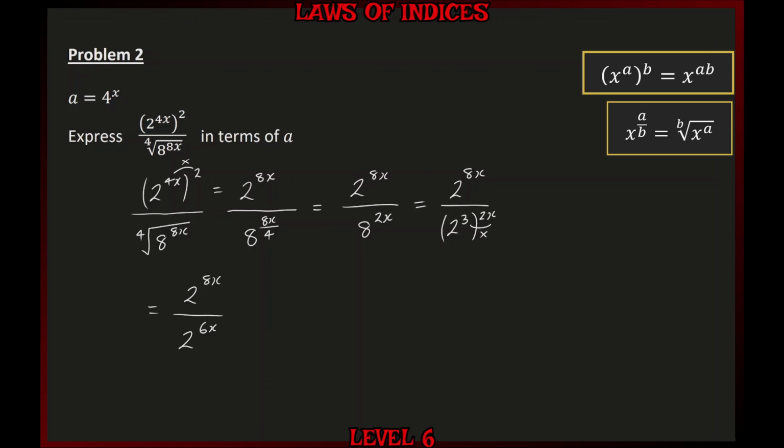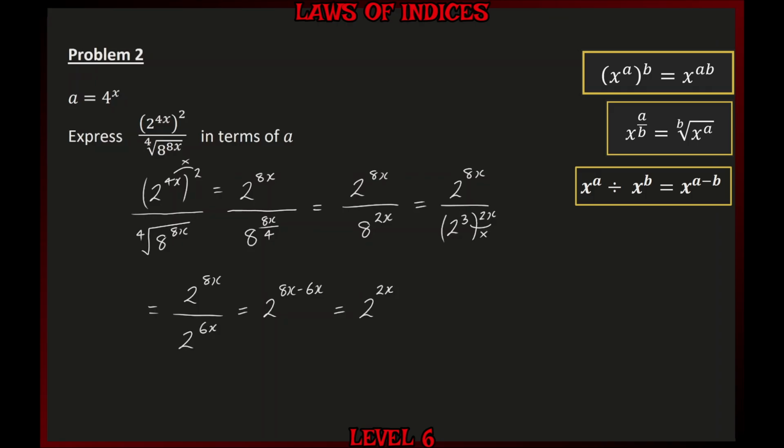Now, this fraction means that we're dividing the top and the bottom. So to divide indices, we use this law, which tells us that 2 to the power of 8x divided by 2 to the power of 6x is exactly the same as 2 to the power of 8x minus 6x. And since 8x minus 6x is 2x, this becomes 2 to the power of 2x.